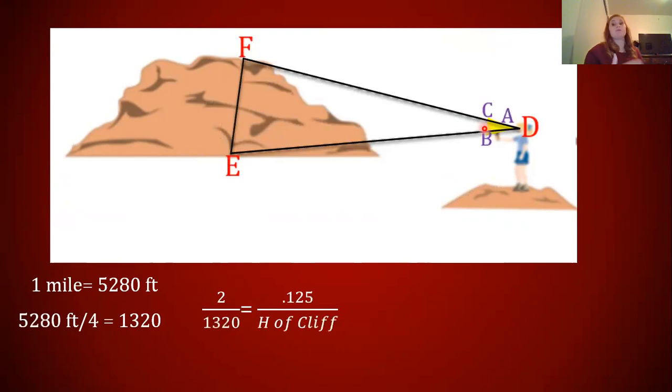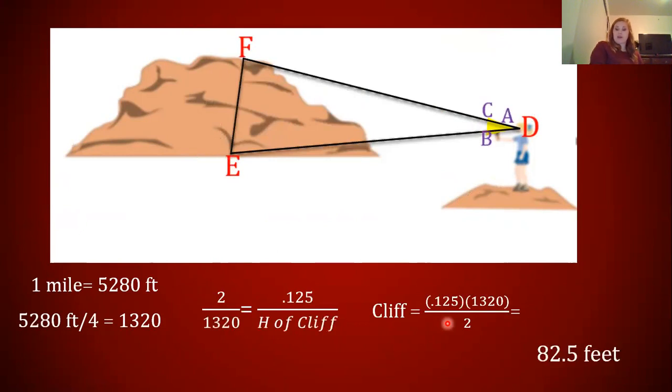But how do we know what the height of the cliff is? That's what we're trying to find. So we're just going to multiply both sides of that equation by 2. So here on the left, you see that that cancels that out. And then we're going to do the right side. So we're going to have 0.125 multiplied by 1,320. And we're going to divide that by 2, which gives us our final answer of 82.5 feet. The height of the cliff that she is looking at is 82.5 feet.